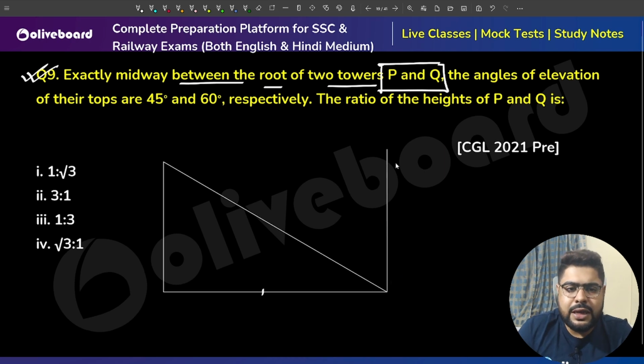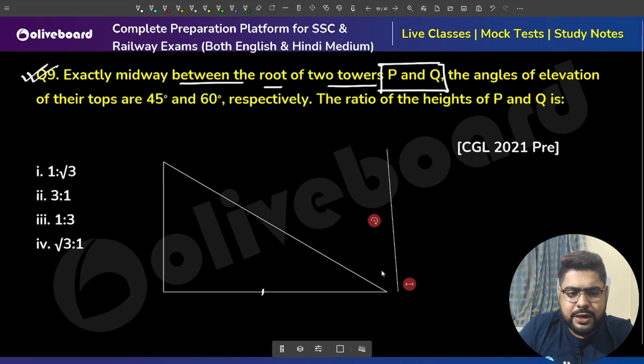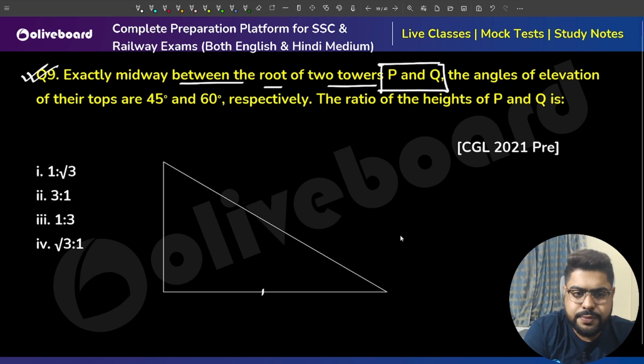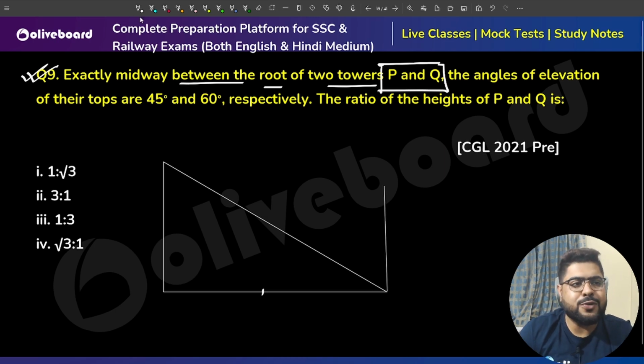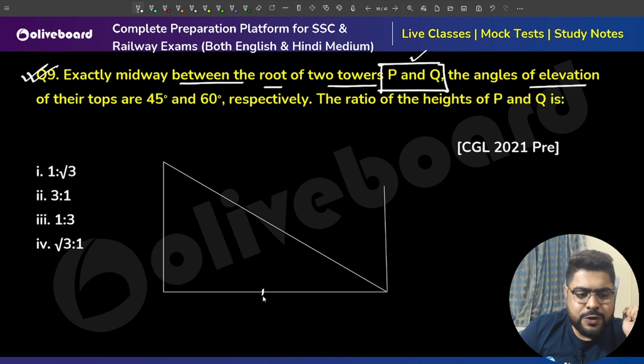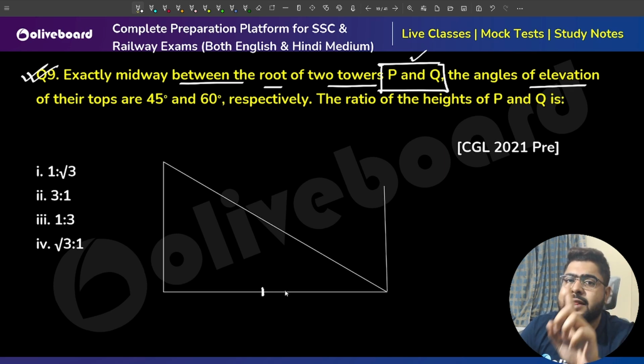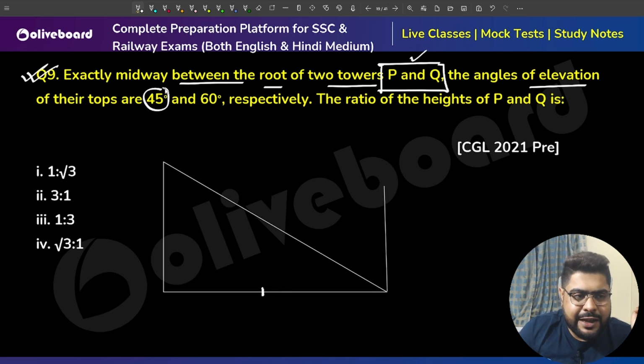Second tower. Let us make it a little bit smaller, sir. I hope this makes sense. Now, P and Q, the angle of elevation. From this particular point, which is exactly the midpoint, the angles of elevation are 45 and 60, sir.